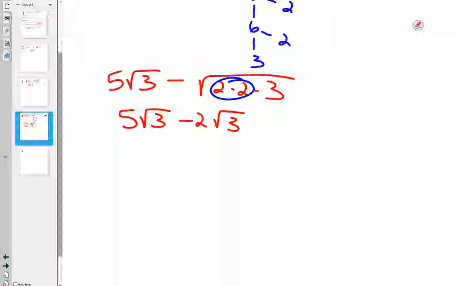What's 5 square root of 3 minus 2 square root of 3? 3. Remember that the square root of 3 stays the same.